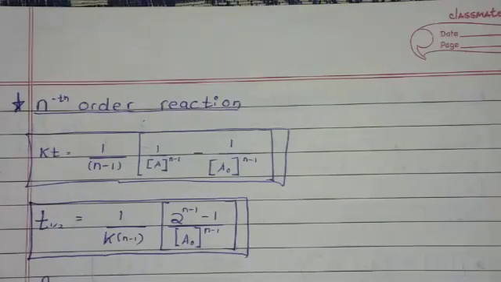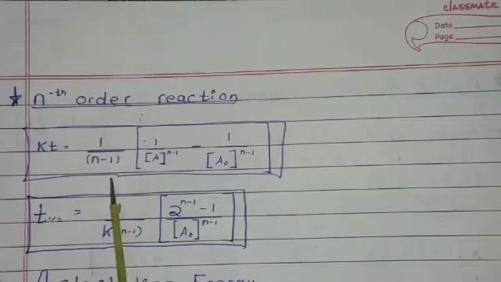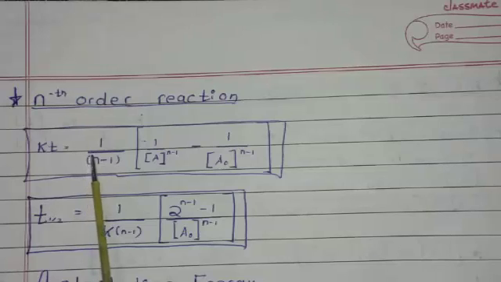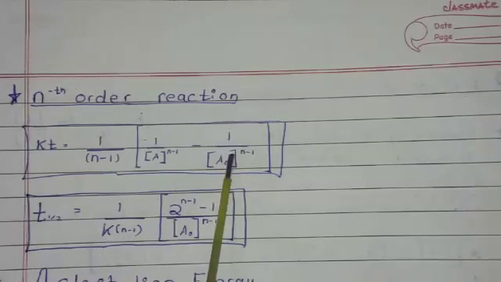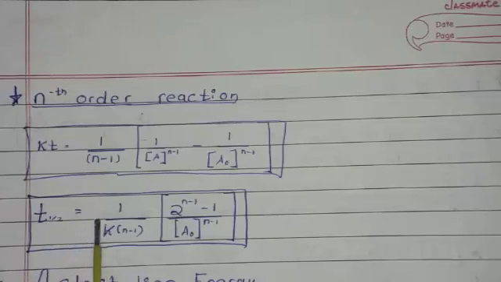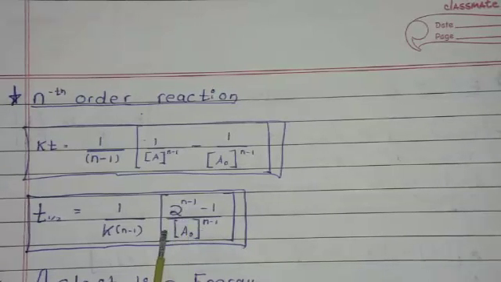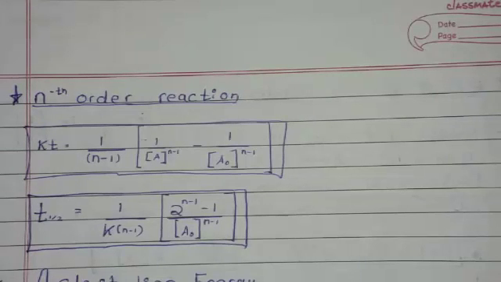Now let's jump straight to any nth order reaction, be it first order, second order, third order, fourth order, or any tenth order. For any nth order reaction, this is the equation: kt equals 1 upon n minus 1 into 1 upon concentration of A to the power n minus 1 minus 1 upon concentration of A naught to the power n minus 1. And the half-life equation is 1 upon rate constant into n minus 1 into 2 power n minus 1 minus 1 upon concentration of A naught power n minus 1. Forget these formulas, I have some better thing that I'll discuss afterwards.